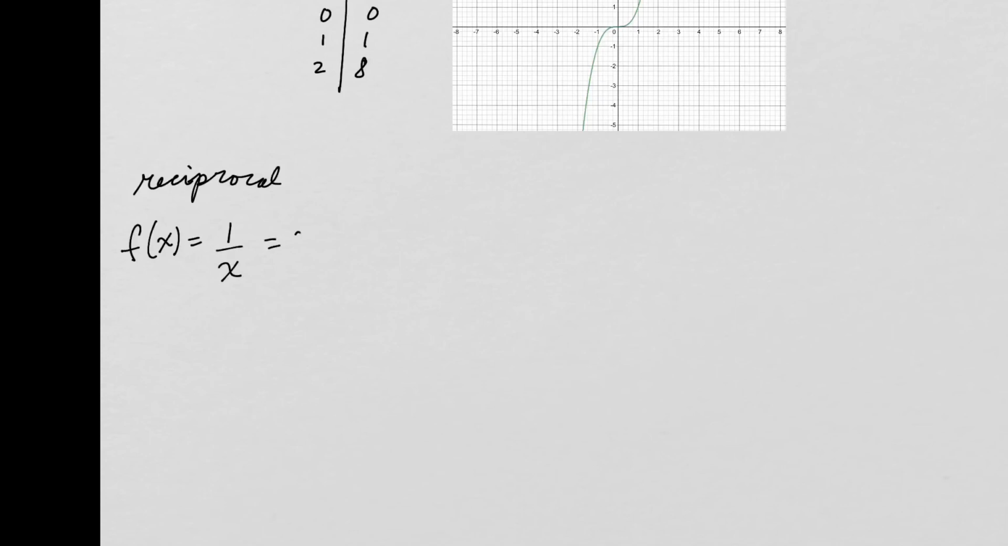Or you could also write this as x to negative 1. Okay, they mean exactly the same thing. And for that one, I can't use 0, right? Because then I would be doing 1 divided by 0, which is undefined. So for x values, I'm going to pick, say, negative 2, negative 1, say negative a half, something close to 0. Then maybe positive a half, positive 1, and positive 2.